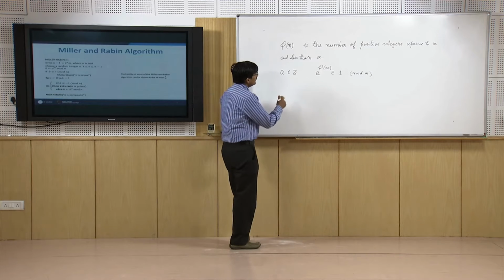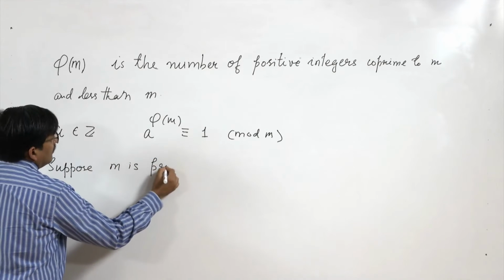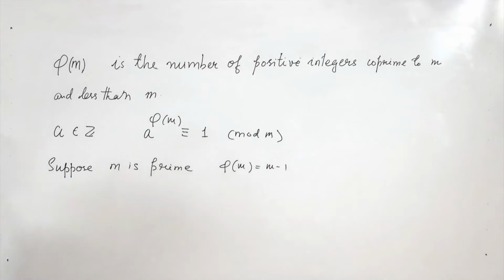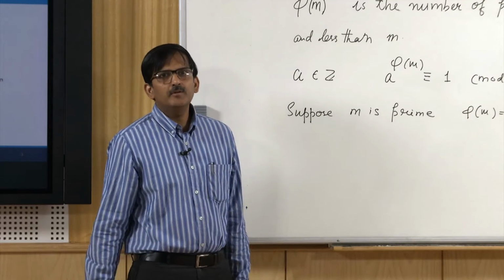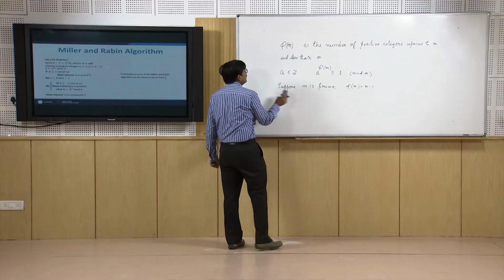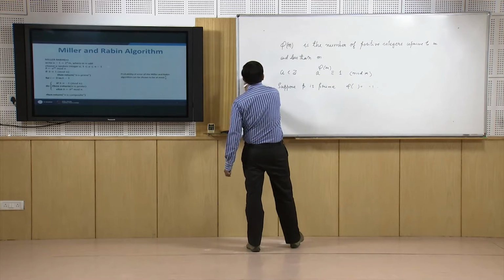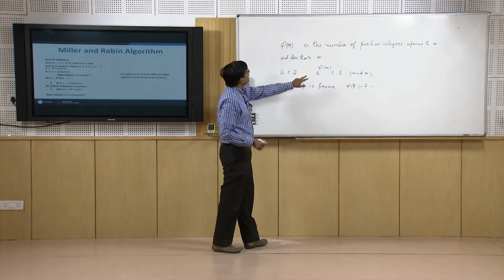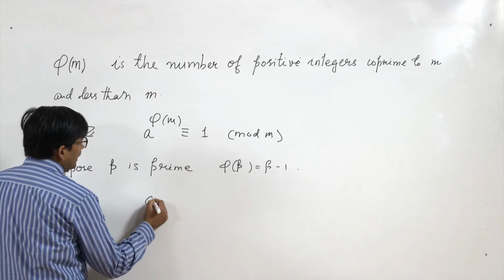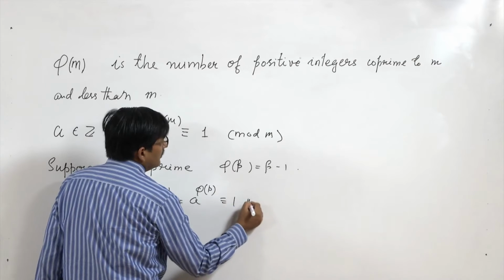Now suppose m is prime, then phi m is equal to m minus 1. This is because any integer less than m and of course greater than or equal to 1 is co-prime to m, since m is prime. So let us change m to p, so it looks more like a prime. If we apply this result here, then we know that if I take any element a in Z, then a raised to the power p minus 1, which is equal to a raised to the power phi p, is going to be congruent to 1 mod p.